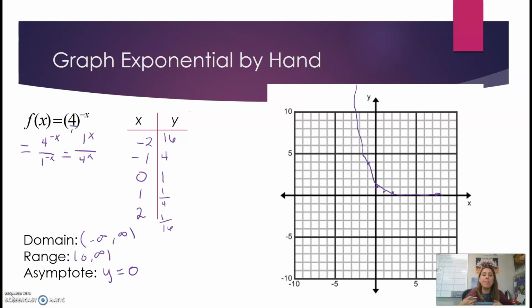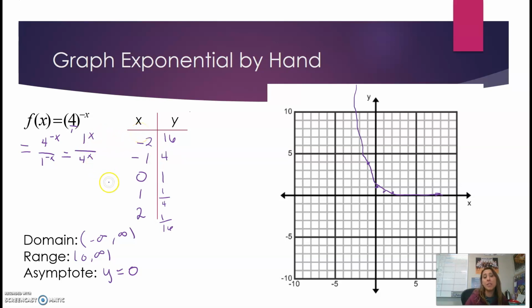Okay, so when we have f of x equals 4 to the negative x, we need to remember our exponent rules. So I went ahead and took care of that right here. I know that I can make that 4 over 1, because I know I have a negative exponent, which is going to give me 4 to the negative x over 1 to the negative x. To make both of those positive, I flip them. I end up with 1 to the x over 4 to the x. So that is one way to figure this out.